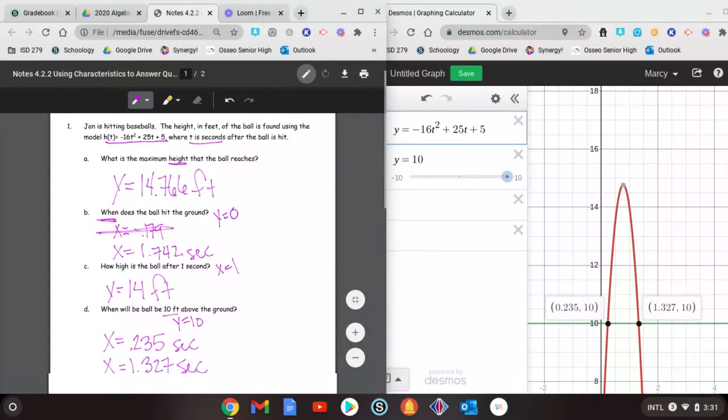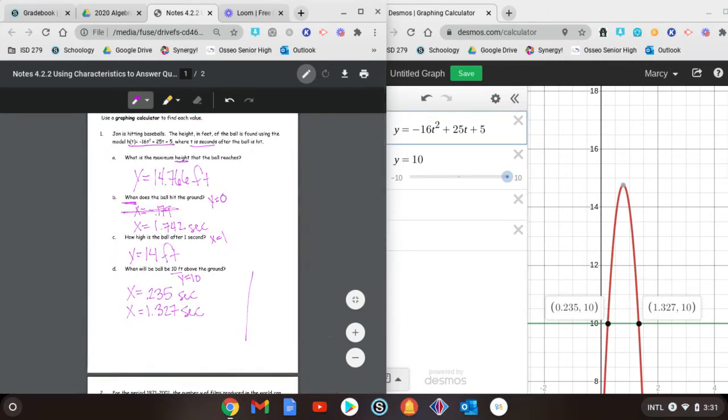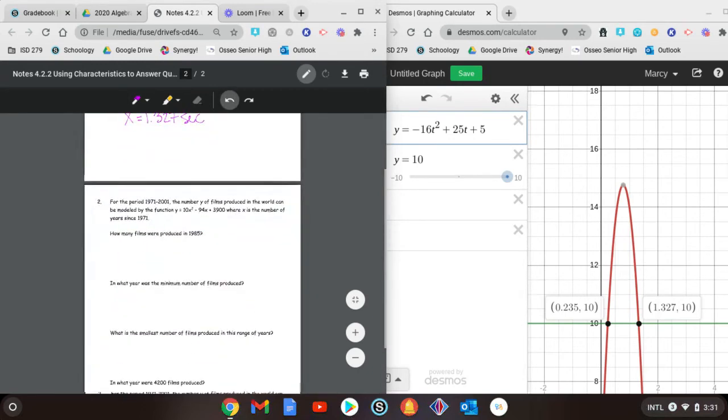So you need to figure out: am I asking for an X? Am I asking for a Y? Am I giving you an X? Am I giving you a Y? You have to put all those things together with what is being asked. Sometimes they're easier than others.